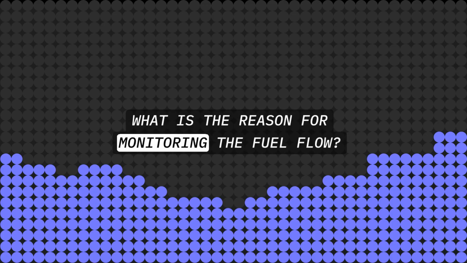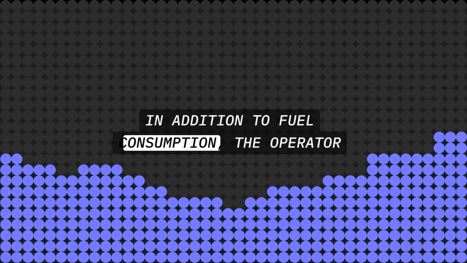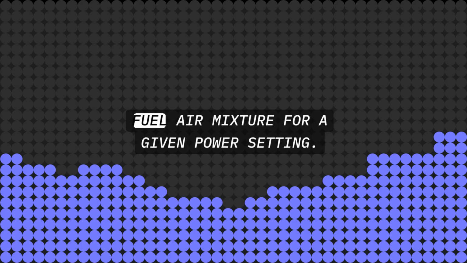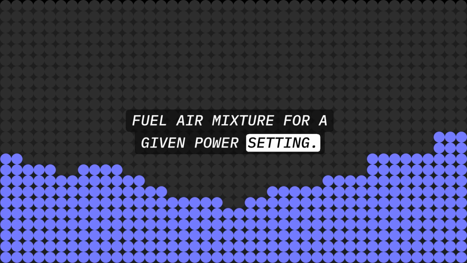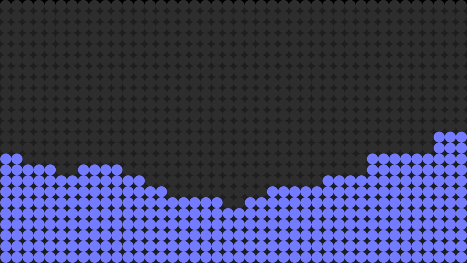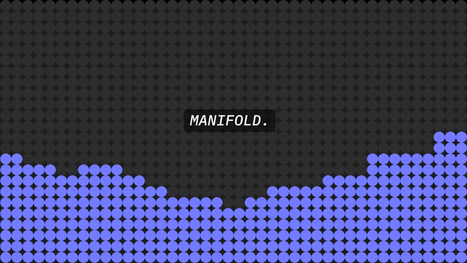What is the reason for monitoring the fuel flow? In addition to fuel consumption, the operator can determine from the fuel flow indication whether the engine is operating at the correct fuel-air mixture for a given power setting. What does a manifold pressure gauge indicate? It measures absolute pressure in the intake manifold.